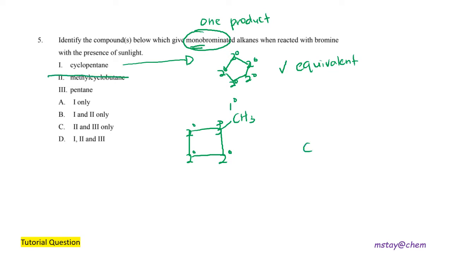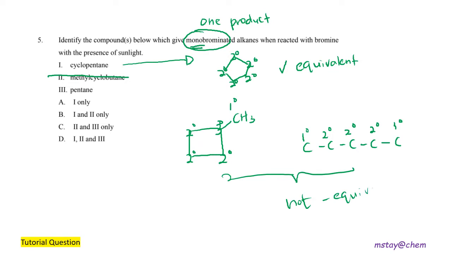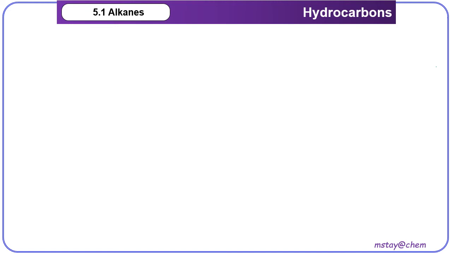Pentane has 5 carbon, with a straight chain 1, 2, 3, 4, 5. So this one is primary, secondary, secondary, secondary, and primary carbon. So also not equivalent. If they are not equivalent, they will produce a mixture of products. So this one is also out. The correct answer is 1 only.